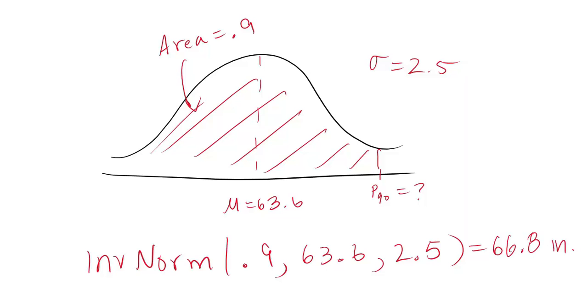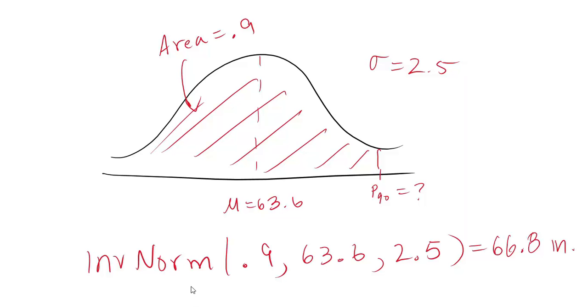You can see this is the opposite of what we were doing in the previous two videos. In those videos, we were given a bound or two bounds and we found an area, which we interpreted as a probability. Here we took an area and we found a bound, the exact opposite of what we did before. That's why this calculator function is called inverse norm.